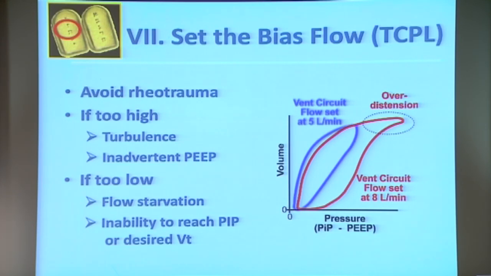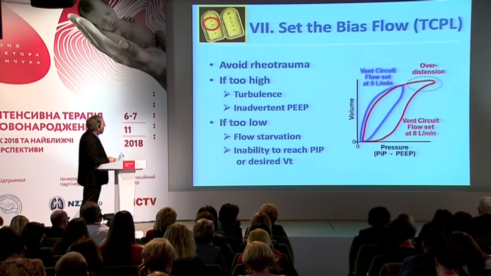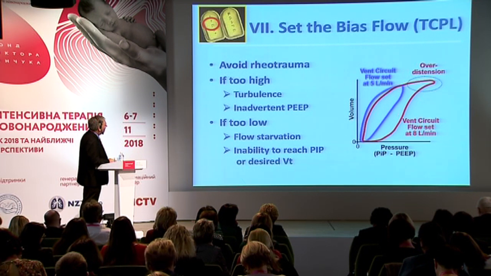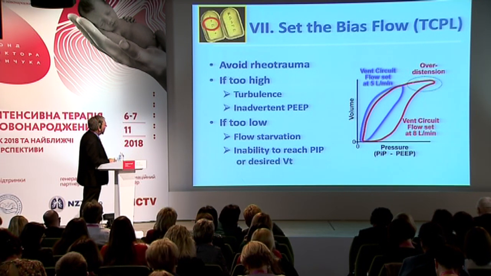And the graphic I've shown you here is displaying inadvertent PEEP. And here, the clinician originally set the flow in the ventilator circuit at 8 liters per minute. And you see the red pressure volume loop is beginning to bend or beak at the end of inspiration. And this baby has reached the zone of overdistension and is at risk for sustaining lung injury. And simply by decreasing the ventilator circuit flow from 8 liters to 5 liters, you can see how we've normalized this loop and we're no longer overdistending the lung.